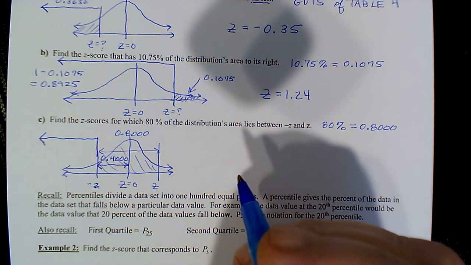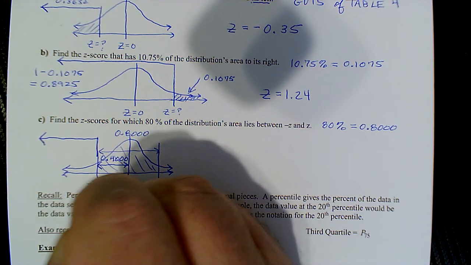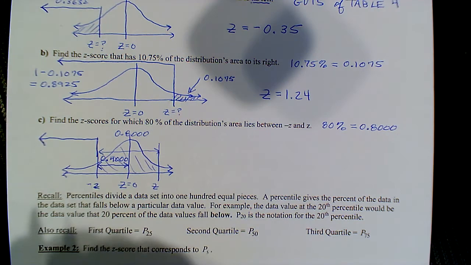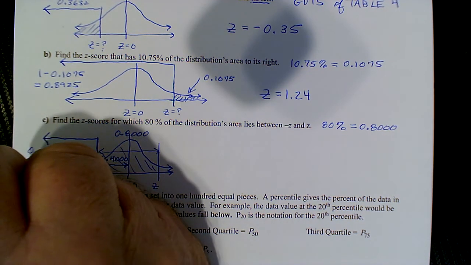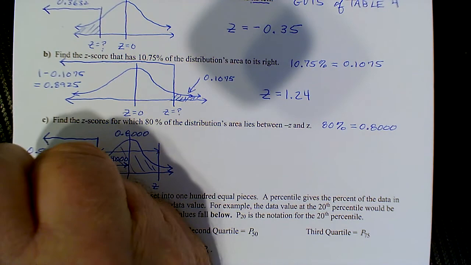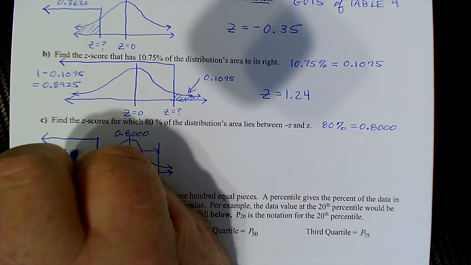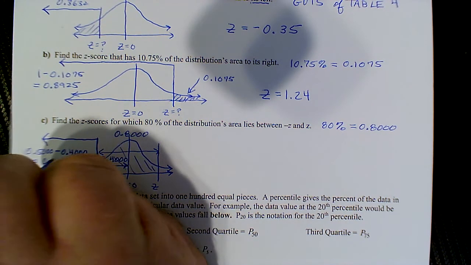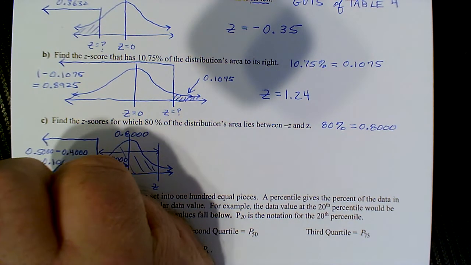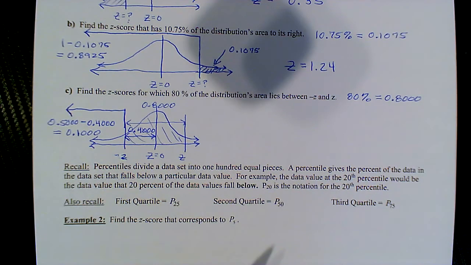or 0.4000. So therefore, since 50% lies to the left of the mean, the area in our left tail here is going to be 0.5000 minus 0.4000, which gives us 0.1000. So that's the area that we're going to look up in the guts of table 4.